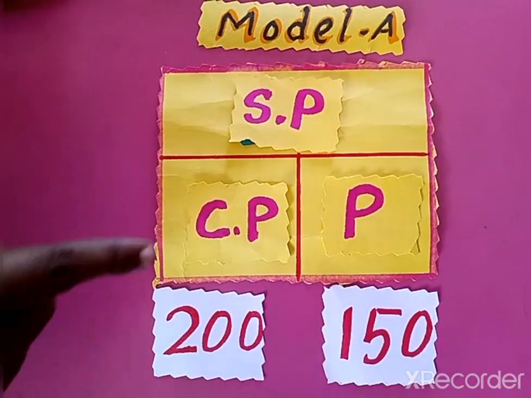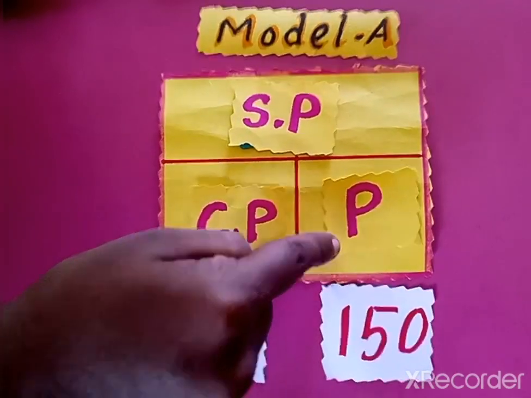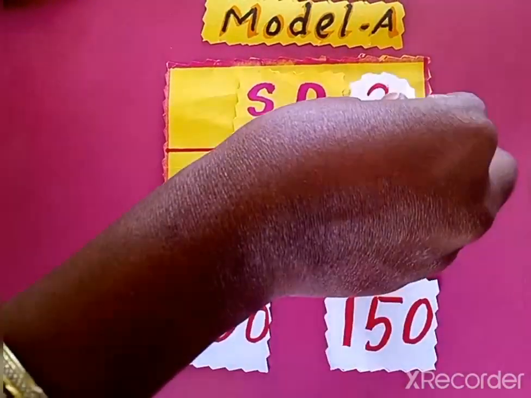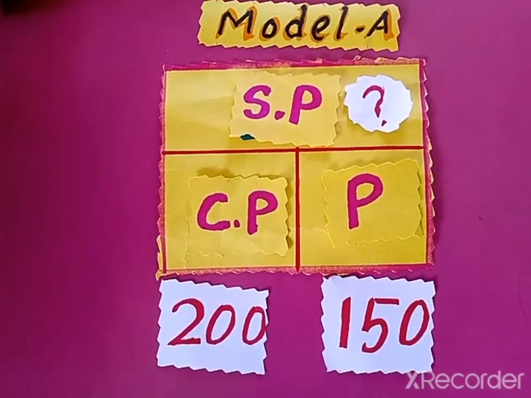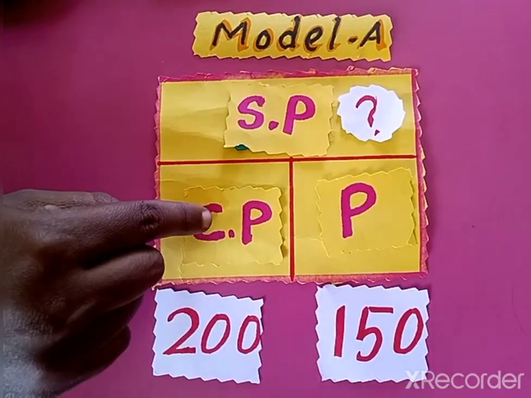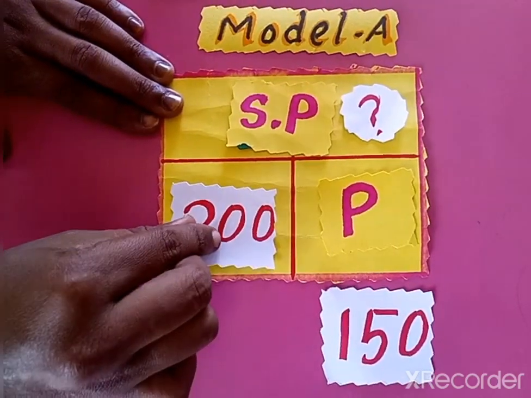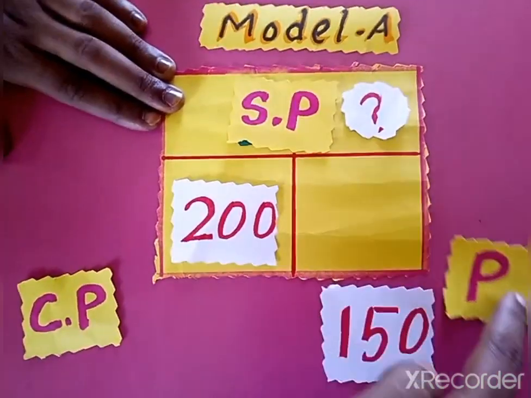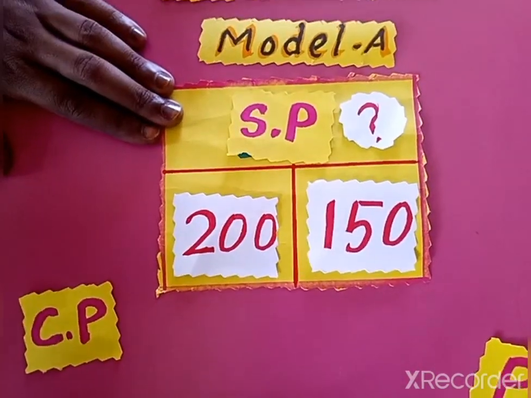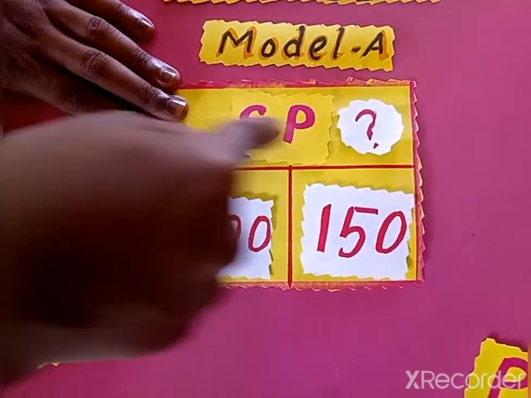Now here children, the cost price is given. My cost price is 200 and profit is 150. But I don't know what is my selling price. Selling price I have to find. So what I have to do? Yes, here I have to substitute the values. So what is my cost price? Cost price is 200. So in this part I can keep 200. And I have to substitute the value of profit. What is my profit? Rupees 150. Now I need to find my selling price. So selling price means I need to find the number in the whole part.